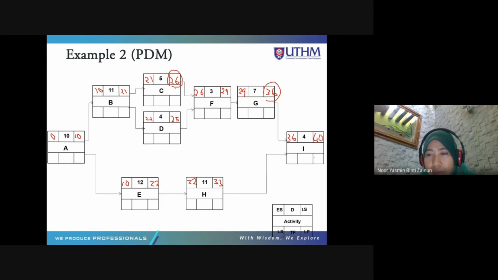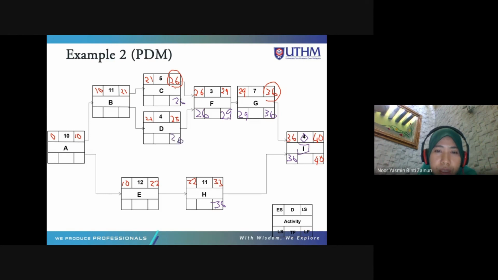So the total duration of this project is 40. Okay, 40 minus 4. Okay, here the duration. This is I, not 1. Okay, 40 minus 4 is 36. Okay, so 36 goes up. One arrow only. So here is also one arrow only. So 36. So 36 minus 7 is 29, also only one arrow. Okay, 29 minus 3 is 26. Okay, there are two arrows. So 26 here and 26 here also.